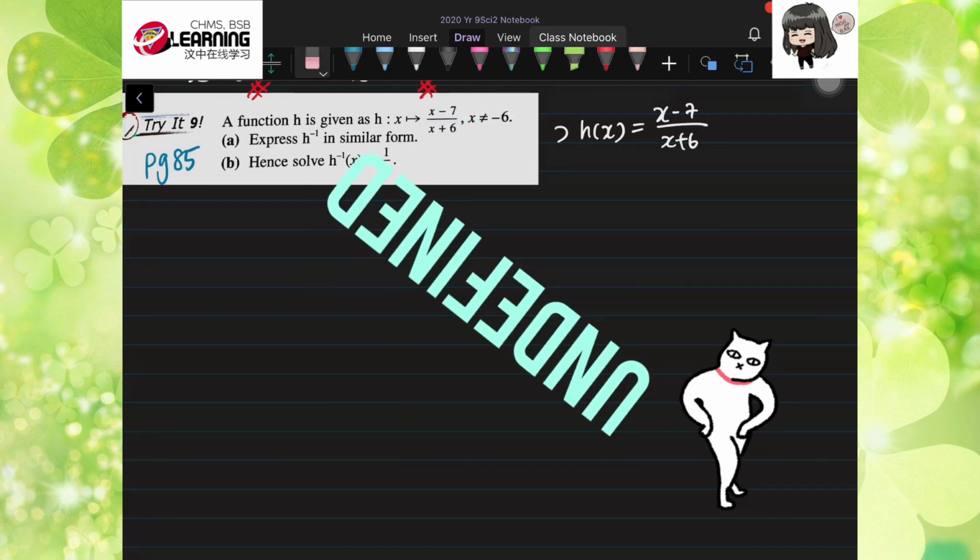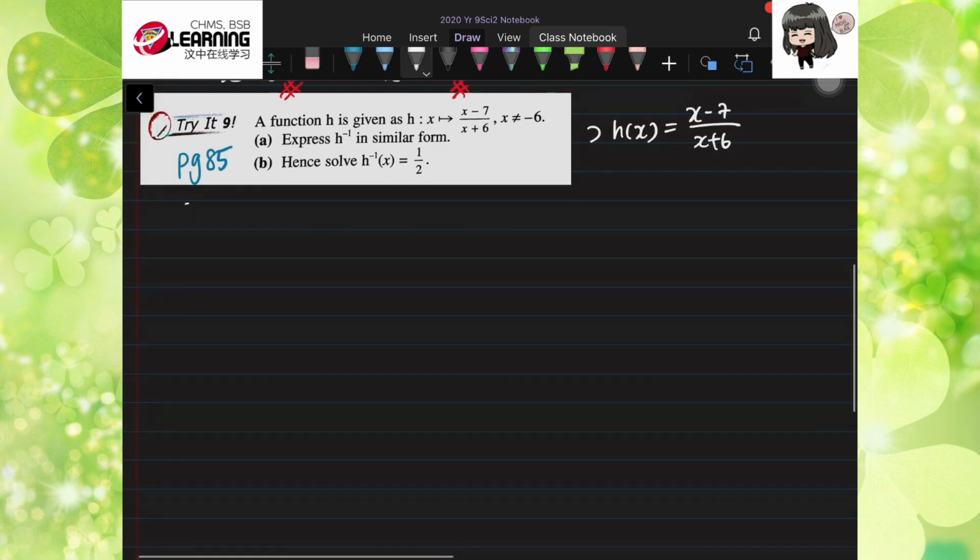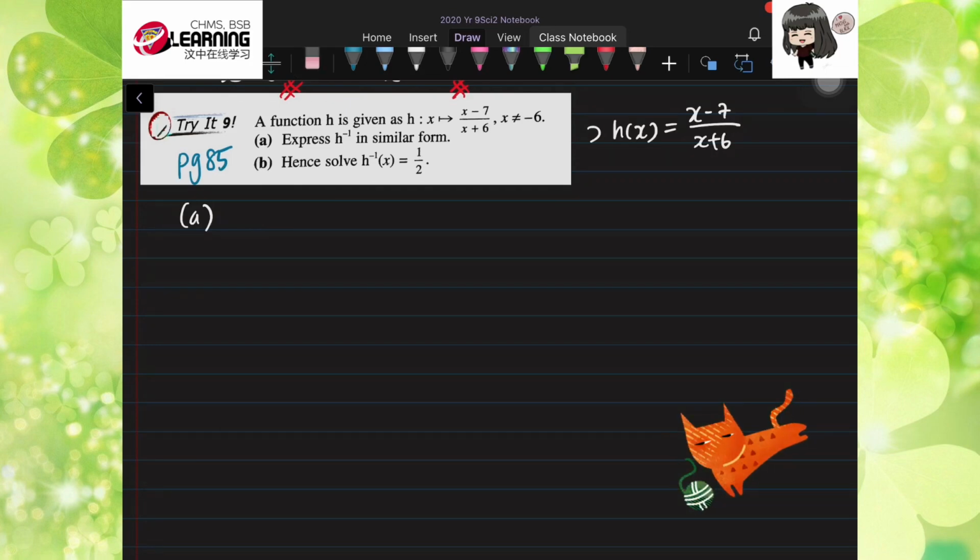So first, part A, express h inverse. You can always write down h inverse like this, or you can write down h inverse of x. It's the same. Meaning to say that you need to find h inverse. Since h(x), I already wrote down here, h of x equals to x minus 7 over x plus 6.